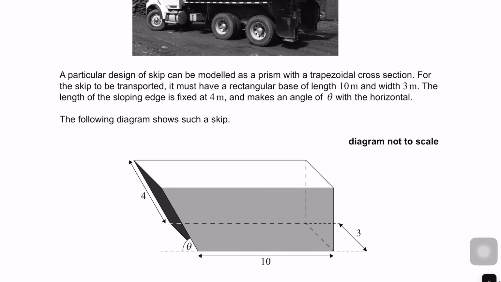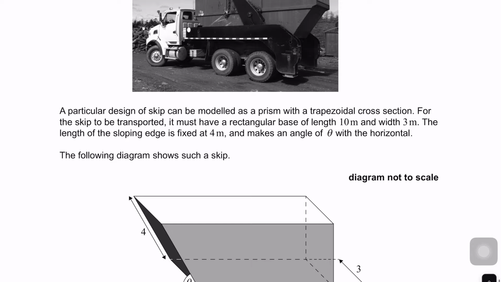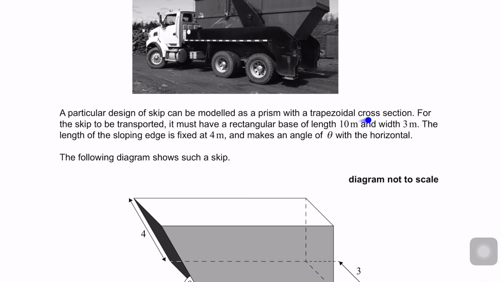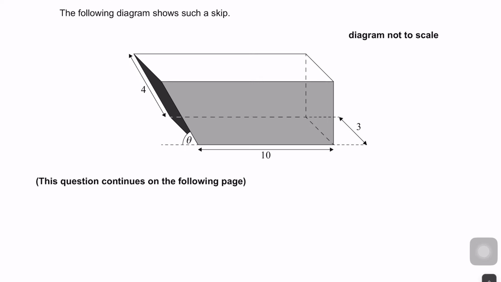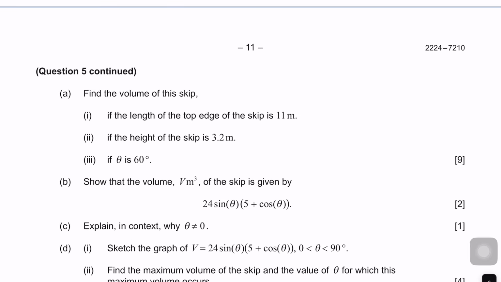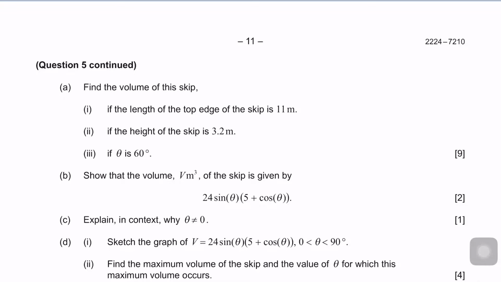A particular design of skip can be modeled as a prism with a trapezoidal cross-section. So here we've got this trapezoid. For the skip to be transported, it must have a rectangular base of length 10 and width 3 meters. The length of the sloping edge is fixed at 4 meters and makes an angle theta with the horizontal. The following diagram shows such a skip. Okay. Find the volume of this skip, and they give us a few different scenarios, and it's 9 marks here.